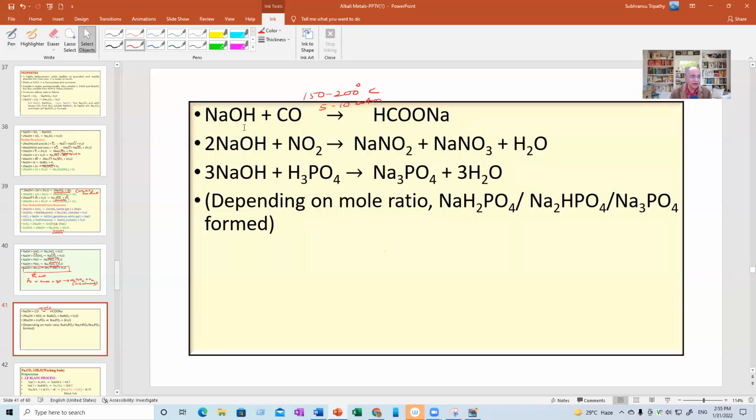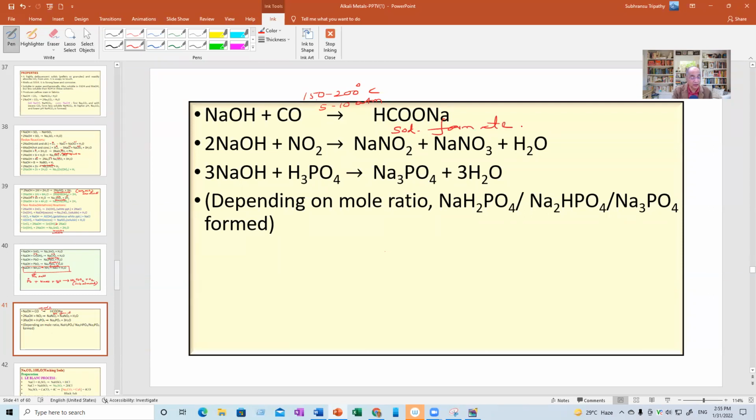Now, this is another reaction of sodium hydroxide. When you bubble carbon dioxide gas under high pressure, or allow CO gas to react with NaOH under high pressure, 5 to 10 atm, and a high temperature, then it will form an organic salt, sodium formate. This is an organic salt, salt of formic acid, sodium formate.